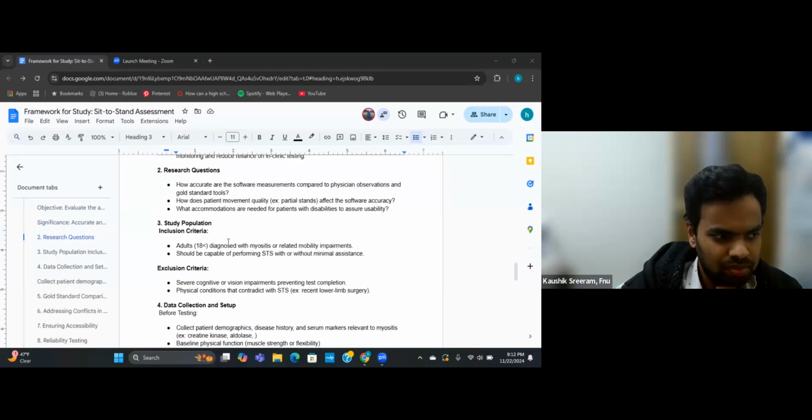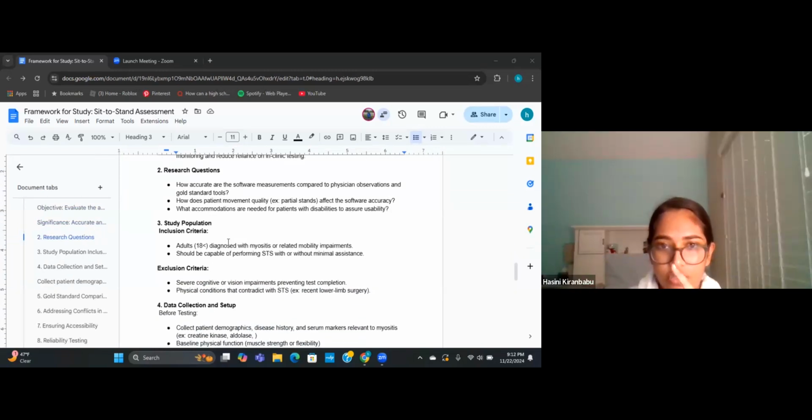And then I would say the overall research questions are: how accurate are the software measurements compared to physician observations and the gold standard tools? How does patient movement quality affect the software accuracy, meaning that if someone can't stand up all the way, will the software still be able to collect data? And what accommodations are needed for patients with disabilities to assure usability? Because we need to account for people who might not be able to stand up all the way.